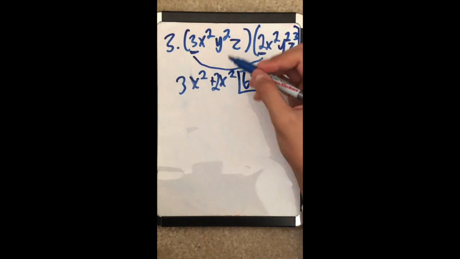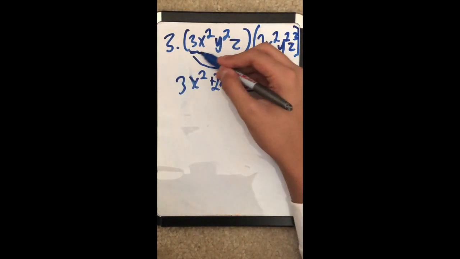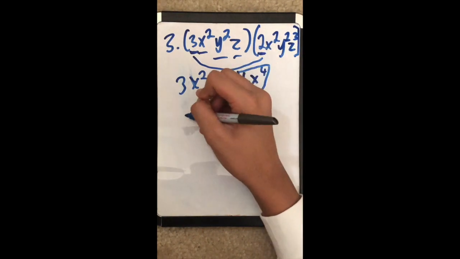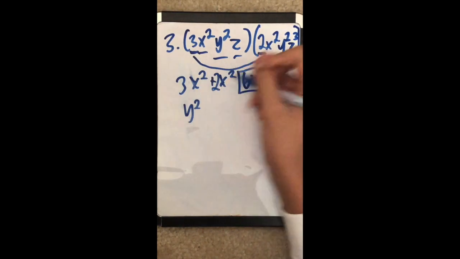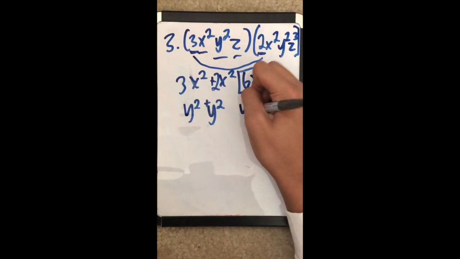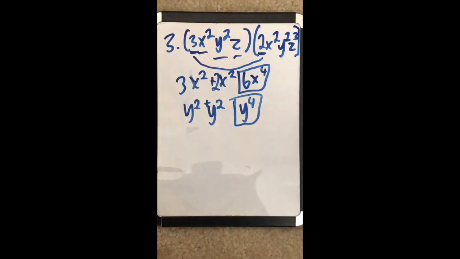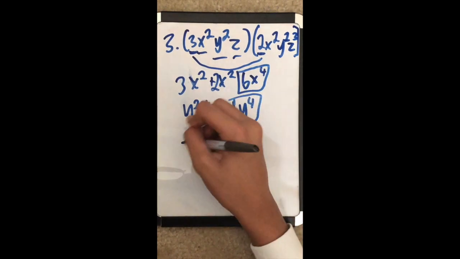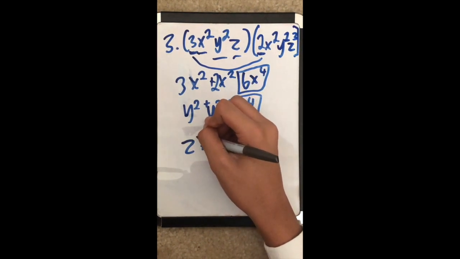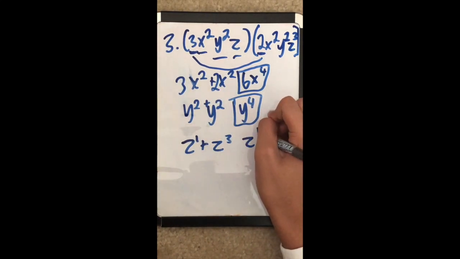Now that we did x, let's get the y. We have 3 terms in this scenario: x, y, and z. So now we want to do y. We have y squared and y squared, and we add those together to get y to the power of 4. That was probably really simple. Now we just have z, and that looks even easier. So z plus z cubed, and z is also to the power of 1. So we have z to the power of 4.